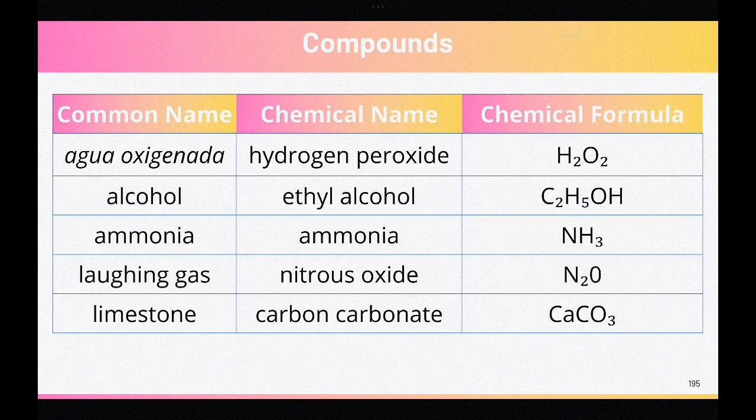So it varies. We have the aqua oxygenada or the hydrogen peroxide, which has a chemical formula of H2O2. For the alcohol, we have the chemical name of ethyl alcohol, which has a formula of C2H5OH. Ammonia, chemical name still ammonia, and the formula is NH3. For the laughing gas, we have the nitrous oxide, of which the formula is N2O. Limestone, or calcium carbonate as the chemical name, its formula is CaCO3.